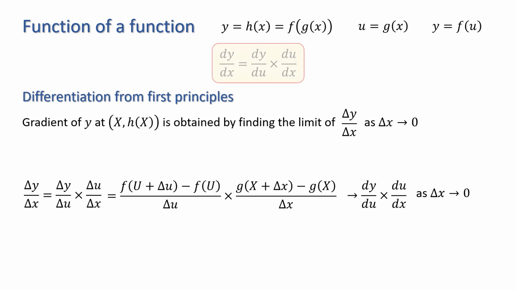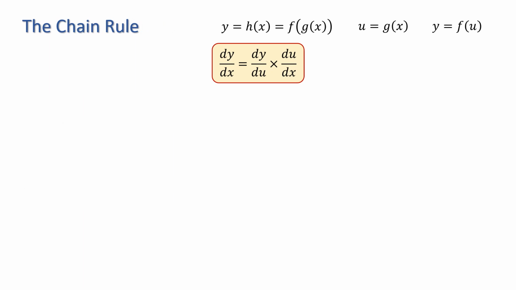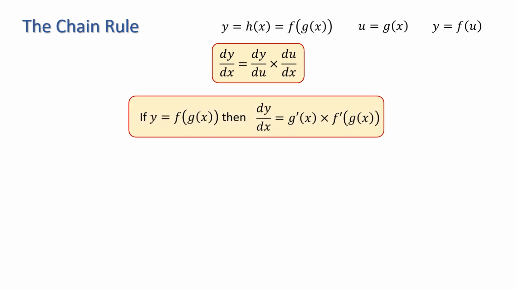In other words, dy by dx equals dy by du times du by dx. This is known as the chain rule. It can also be expressed as dy by dx equals g dashed of x times f dashed of g of x, where y is the function of a function f of g of x.